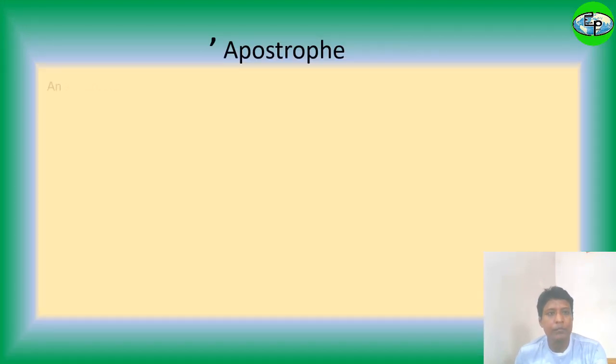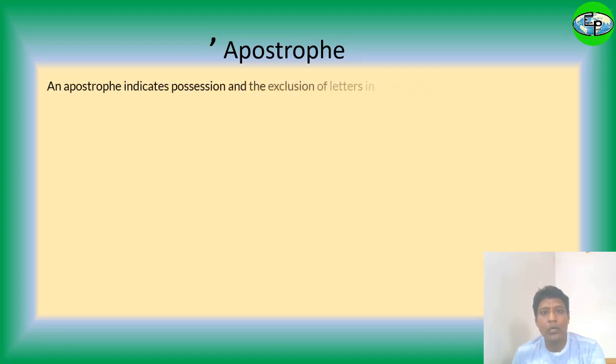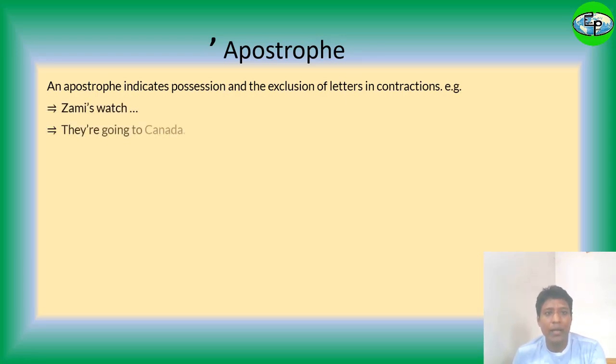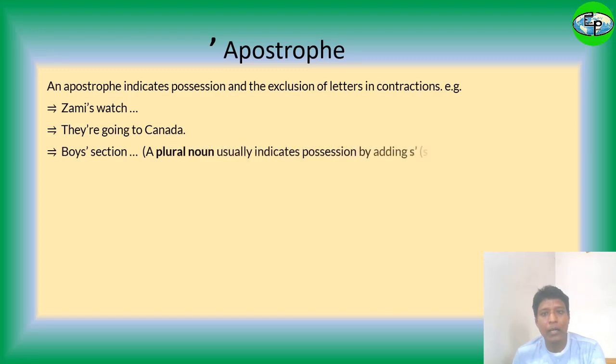Apostrophe. An apostrophe indicates possession and the omission of letters in contractions. For example, Johnny's watch. They're going to Canada. Boyd's section. A plural noun usually indicates possession by adding an apostrophe after the s of the plural form ending in s.